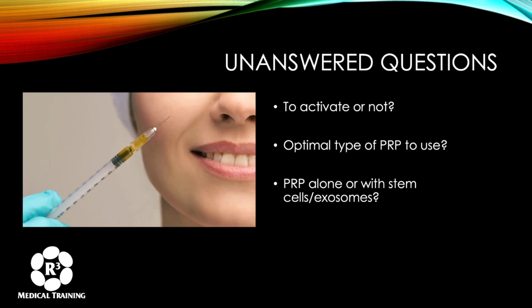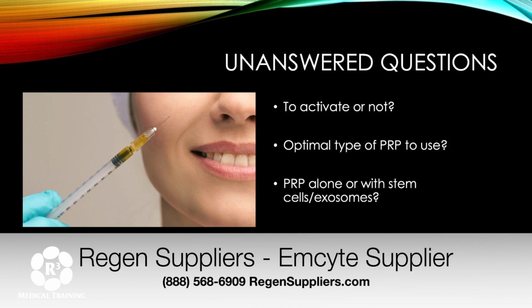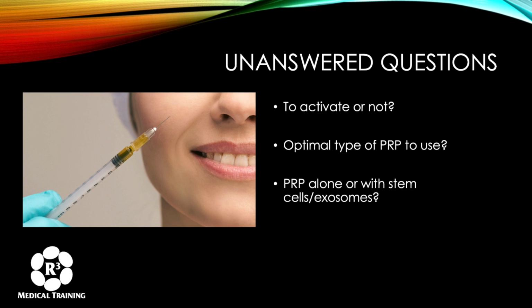Now, some of the questions that we still have to date, after a lot of research, is should you activate it or not? What's the optimal type of PRP to use? Should you use a leukocyte rich, with just one spin, or do a second spin where you have a leukocyte poor? Or do you use PRP by itself or along with stem cells and or exosomes? So we'll go through some of the answers to this moving forward, but yeah, there's no gold standard.